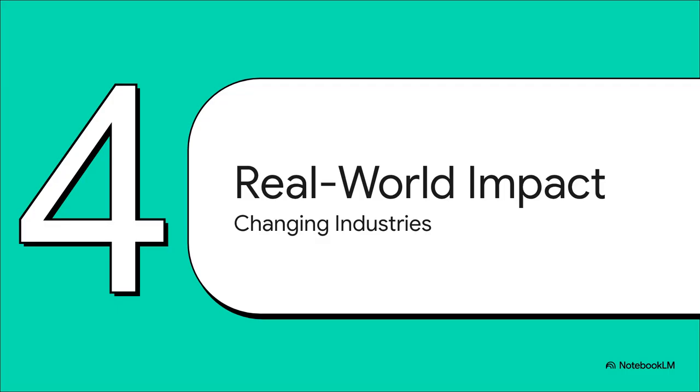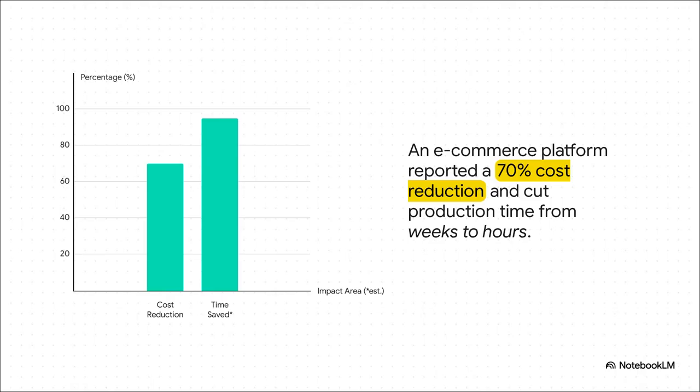Okay, so this is way more than just a cool toy for artists to mess around with. Let's talk about the real-world impact this is having right now in actual industries. Let's just take e-commerce, for example. There's this one platform, they started using Nano Banana for their product photos. The result? They cut their production costs by a whopping 70%. 70! But get this. The time it took to create a whole product catalog went from weeks of work down to just a few hours. That's not just an improvement, that's a total game changer.